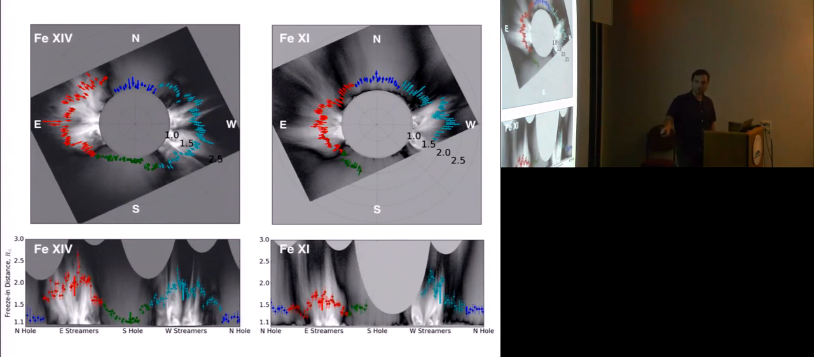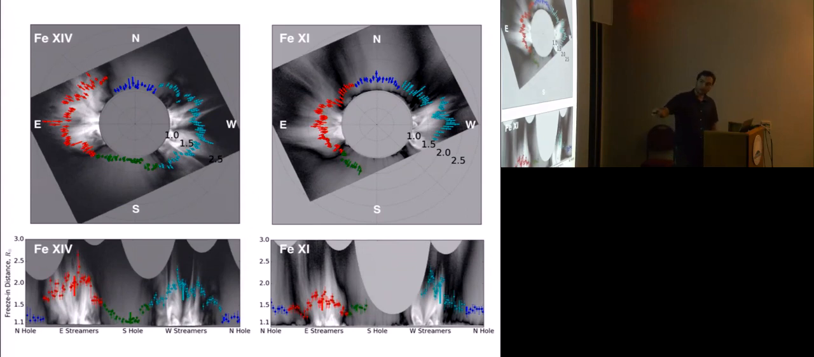So what you'll notice first off is that I then bin this data into 4 quadrants just to give you an idea of how the polar regions are acting differently to the equator. The actual boundary between these is not well defined, but it's just to give you a little idea of what's going on here. So in general, the equatorial streamers tend to have a much higher freeze-in distance than the poles.